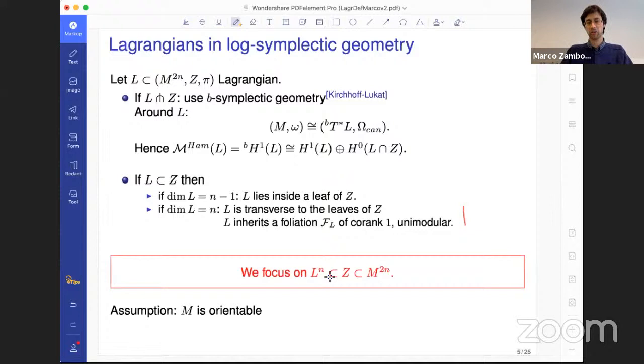So you would expect that higher brackets would appear in the deformation theory. Possibly, yeah. No, I don't know. Non-quadratic conditions. All right, thank you.